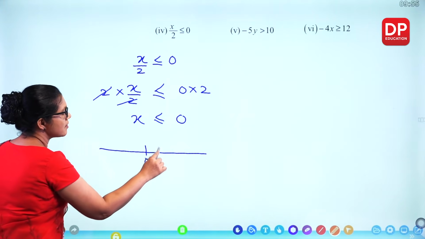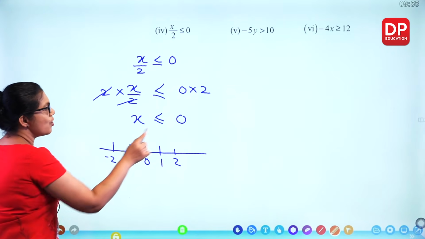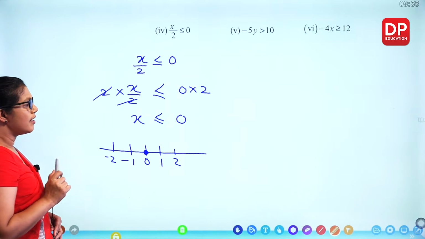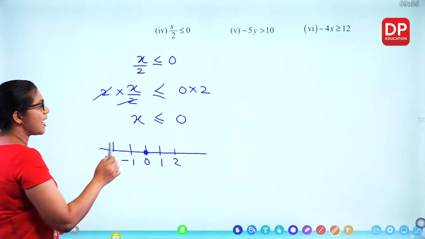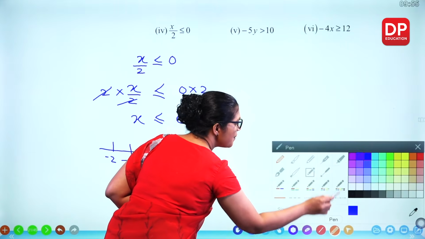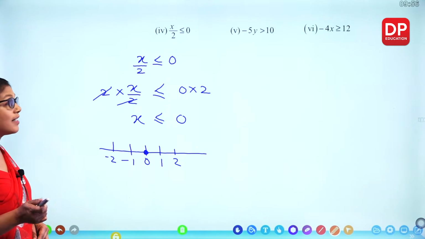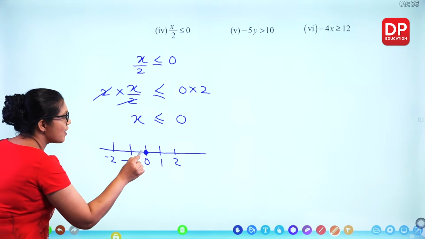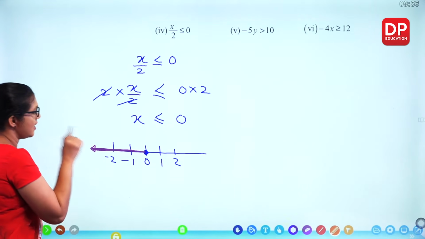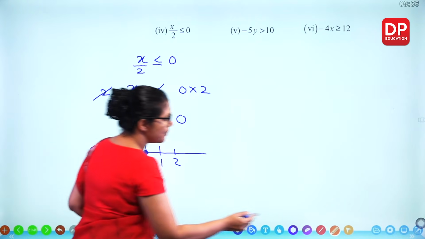So here how can I show this on a number line? I can mark 0, 1, 2, minus 1, minus 2. 0 is included. I can draw a solid circle, and x less than or equal. Which side do you need to mark? Left hand side, because this is less than side. So here we can mark like this.